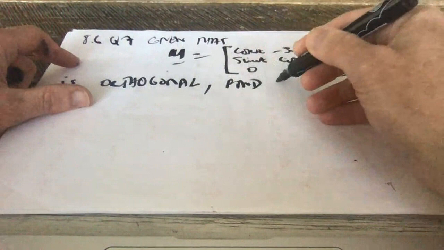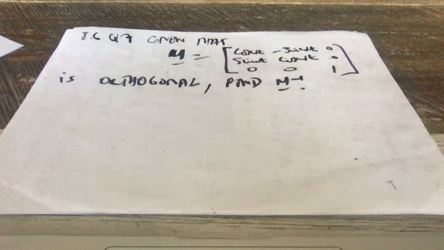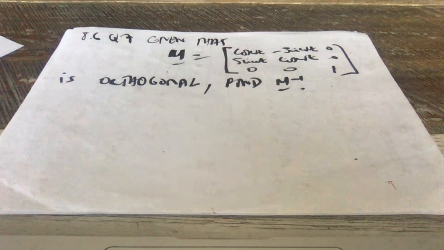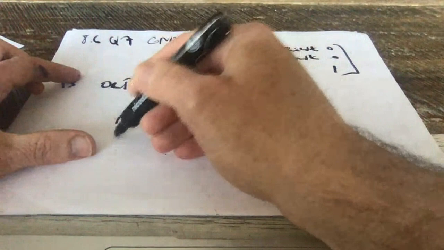Now, this looks difficult, and you think, oh my God, I'm so afraid. Again, don't be afraid. Hear my voice when you're looking at this stuff. It's very, very easy. If a matrix is orthogonal, M inverse will be just M transpose. So here is the solution. It's very, very easy. M inverse is the transpose of this.